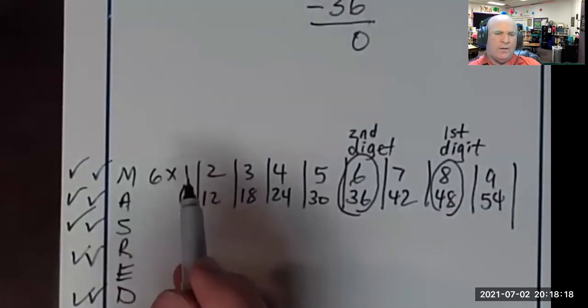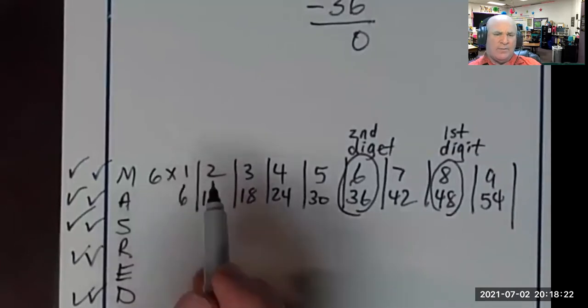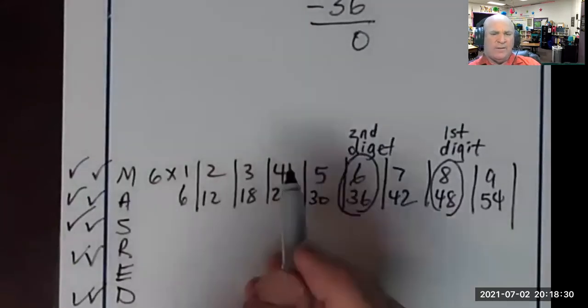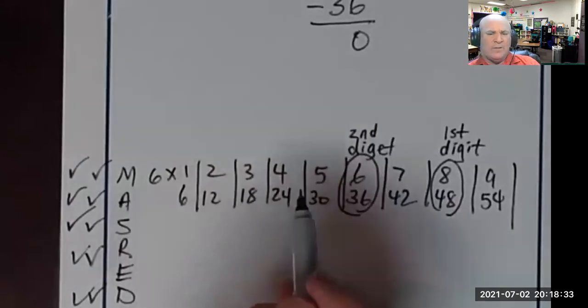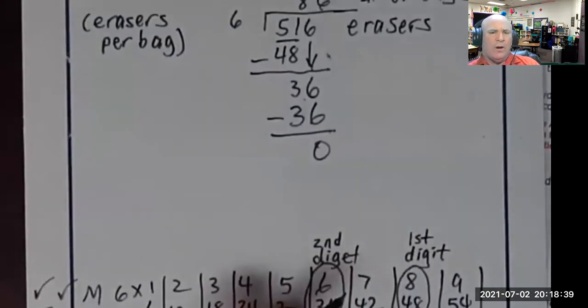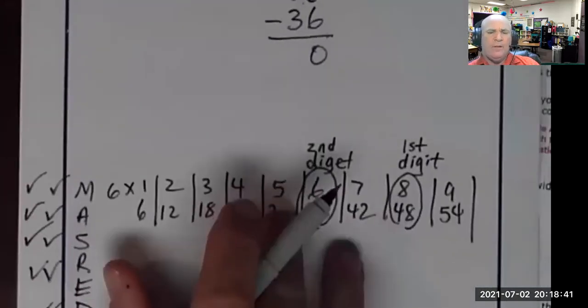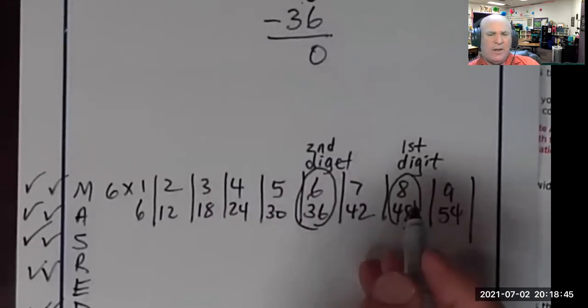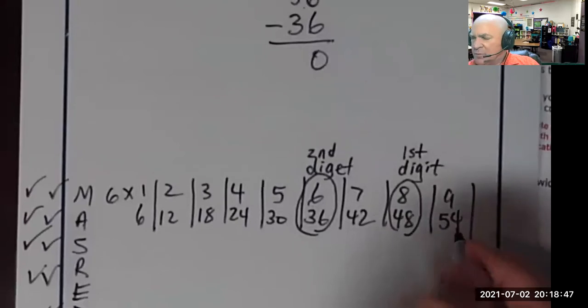6 times 1, 6. I didn't get to 51 or higher. 6 times 2 is 12. 6 times 3 is 18. 6 times 4 is 24. 6 times 5 is 30. 6 times 6 is 36. We're going to need this later, but we're trying to get to 51 or higher. 6 times 7 is 42. 6 times 8 is 48. And 6 times 9 is 54.